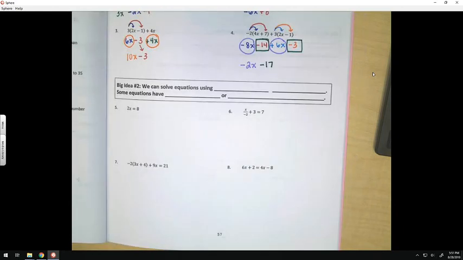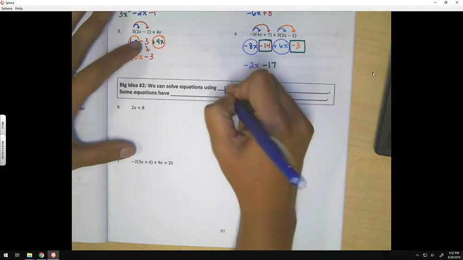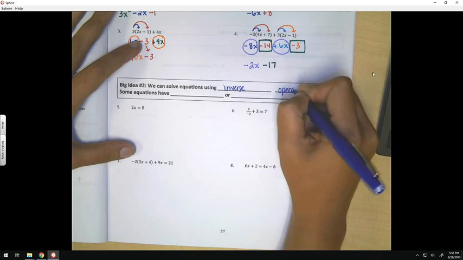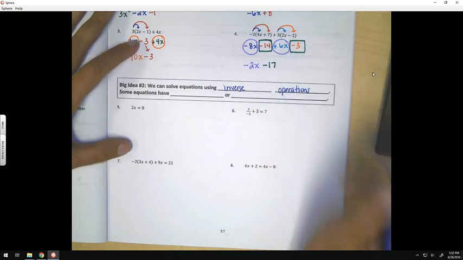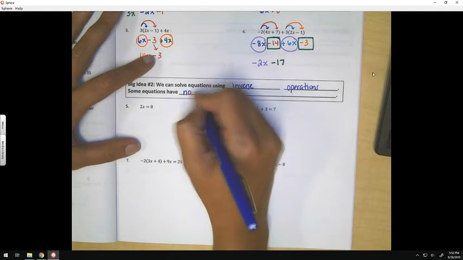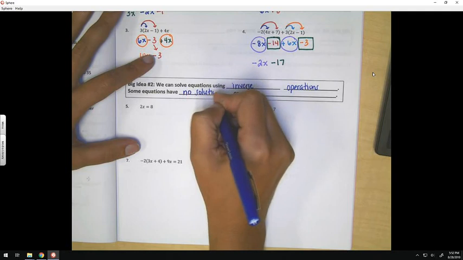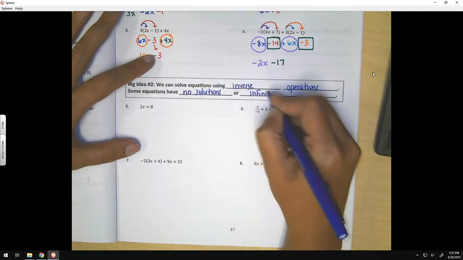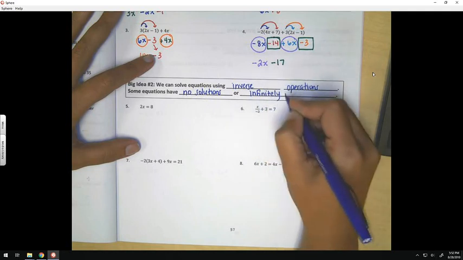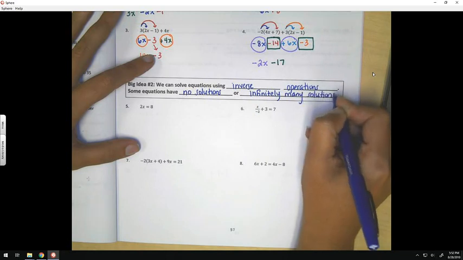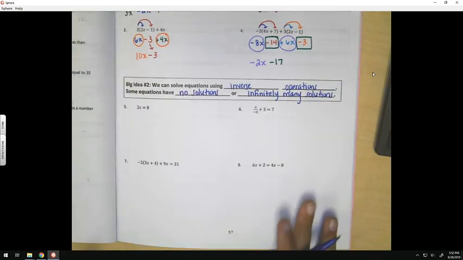Now, the second big idea of this chapter was that we can solve equations using inverse operations. Some equations have no solution or infinitely many solutions. So let's try solving some equations.